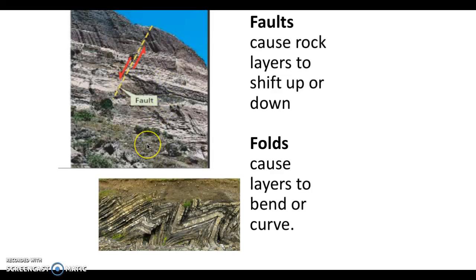Folds, they cause layers to bend or curve. Now you can see in this picture, you've got a lot of bend here, and the rock layers are not evenly distributed anymore. This happens if you think about the way that the boundaries come together, convergent boundaries. When a convergent boundary presses up against each other, the rock on top of it actually folds. So you can draw that picture too, the fold of the rock.